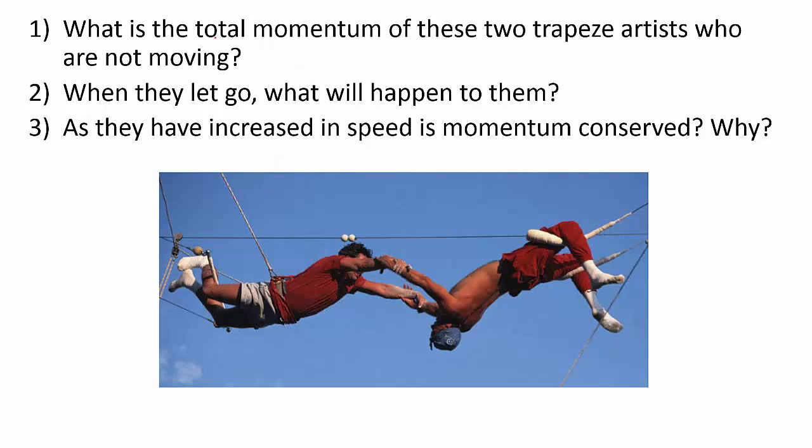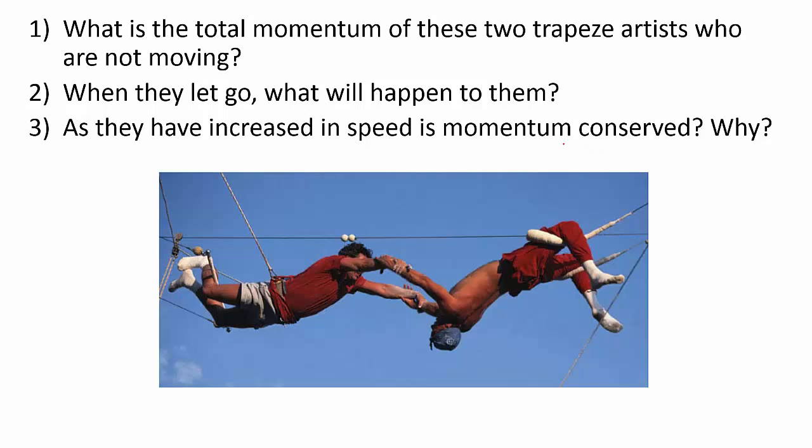Okay, a few questions. I want you to think about these. I'm going to get you to pause it in a second, then we will talk through each of the answers. What is the total momentum of these two trapeze artists who are not moving? When they let go, what will happen to them? As they've increased in speed, is momentum conserved? Why? Okay, pause the video, have a think.